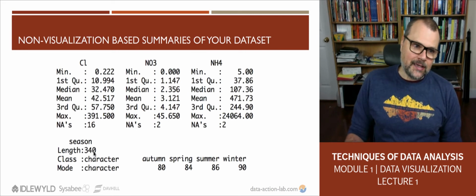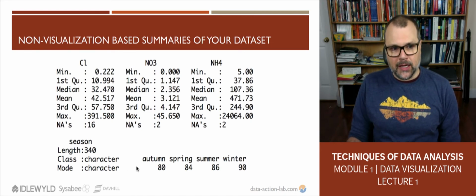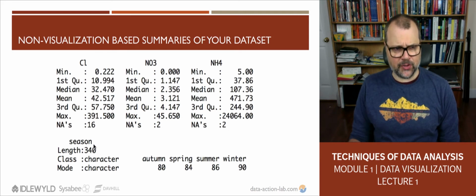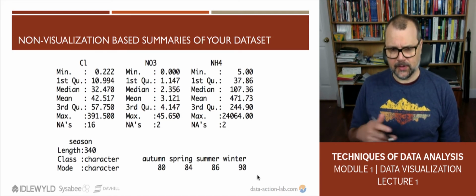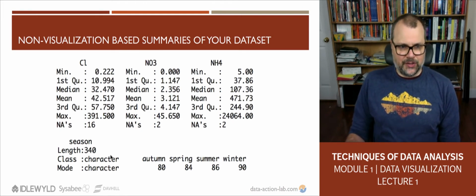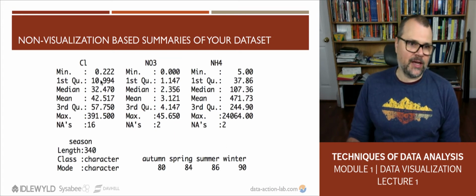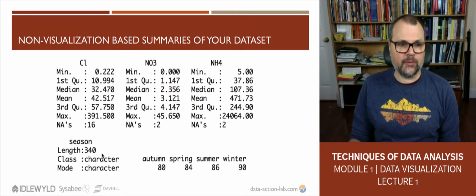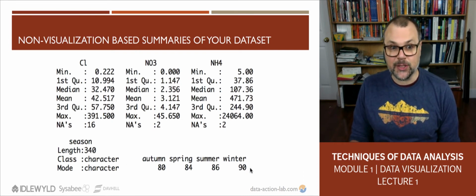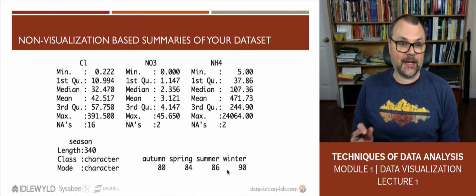I get that this is a season here, seems to be a categorical variable, and it looks as though, because I recognize autumn, spring, summer, and winter as names of seasons, that there might be 80 observations in the autumn, 84 in the spring, 86 in the summer, 90 in the winter. So overall there seems to be a total of, well, 340 observations, roughly speaking, spread out equally amongst the seasons. What else can I say?